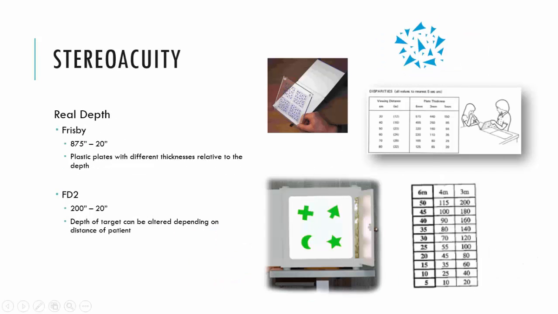Moving on to real depth, here we have two tests, the Frisby and the Frisby-Davis 2. The Frisby being the near test, where we have the plate or the 3 plates of various thickness that can give us a range of stereoacuity levels that we can assess, and the FD2 or the Frisby-Davis 2, which is the distance test, where we've got the opportunity to be able to push these shapes backwards and forwards. As a real depth stereoacuity test, this test can also be utilised to indicate whether a patient is bifoveal or not.